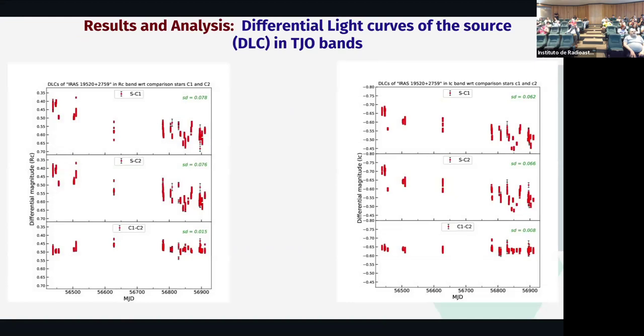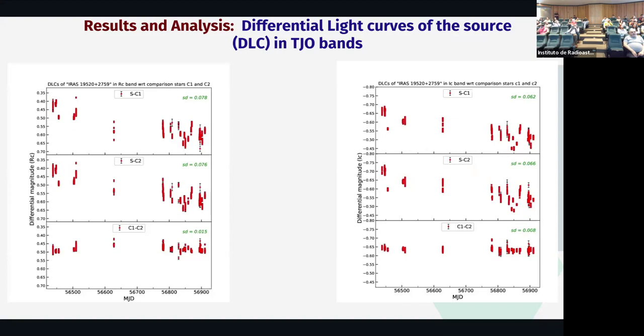We did the usual procedure of cleaning the images, doing the photometry, determining the magnitude of the source, and generating the differential light curve of the source. Here I have shown the differential light curve of the source in the RC band, and here in the IC band. We have taken two comparison stars, C1 and C2, such that the standard deviation between C1 minus C2 is minimum for the whole observation time. Here is the source minus comparison star 1, and this is the source minus comparison star 2. They are almost similar. And this is the same for the IC band, the source minus comparison star 1 and comparison star 2.